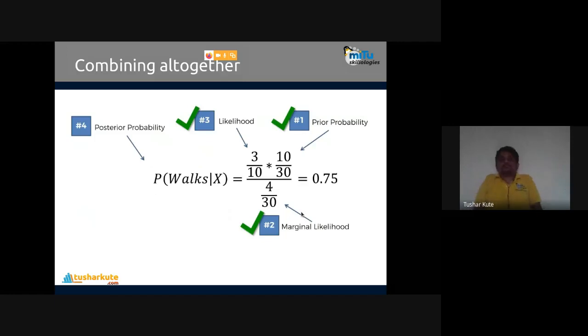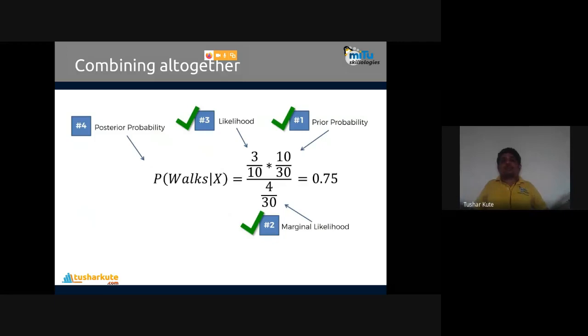Combine all together. In the Bayesian probability theorem, we have combined all together, and let's see. So probability of X being walker is this: 3 by 10 into 10 by 30 divided by 4 by 30 is equal to 0.75. So 75% is the probability of X being walker category.